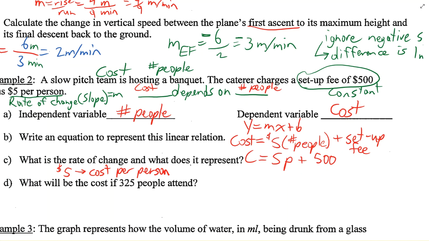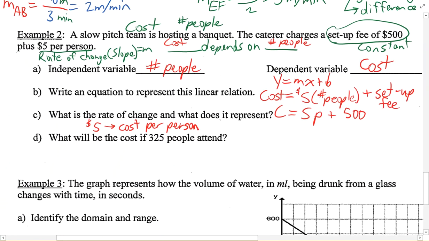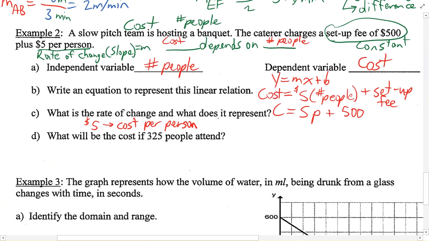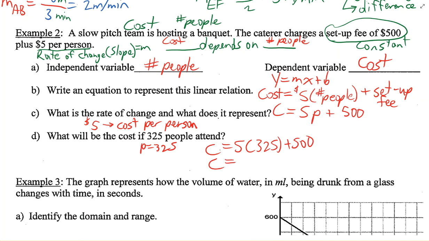Okay. So now that we have an equation, what will be the cost if we have 325 people attending? So we would say P equals 325. We can use our equation. So 5 times 325 plus 500. A lot of you, when you have a wedding or whatever, you're going to calculate this out. You might not make an equation, but you're going to figure this out. You know how much this stuff is going to cost you, right? Weddings are expensive. So you go to your calculator.